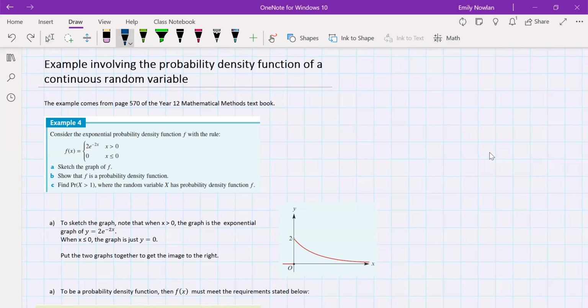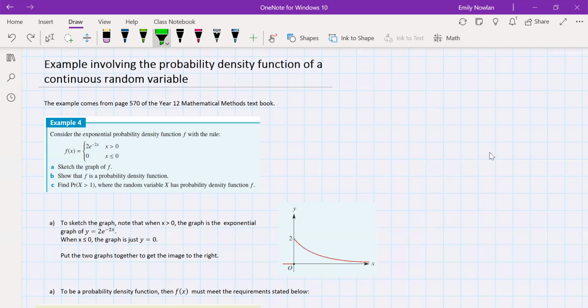So the first thing is to sketch the graph. To sketch the graph, note that when x is greater than 0, the graph is the exponential graph of 2e to the minus 2x, that one there. So this bit here is the graph when x is greater than 0, because this is the x-axis along here, and this is where x is greater than 0 in that direction.